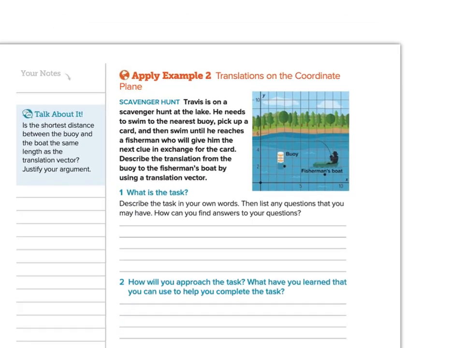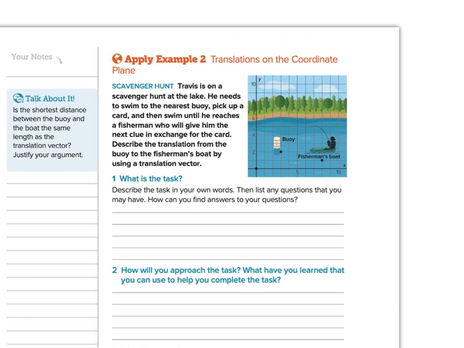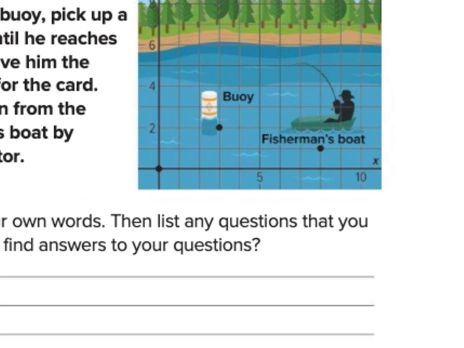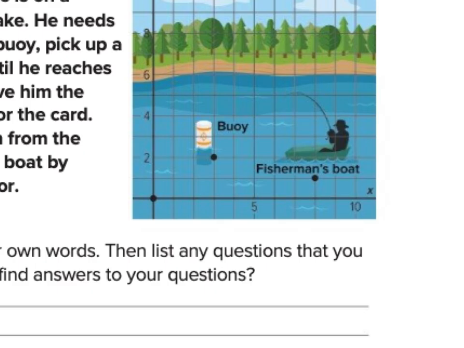And let's see here, looking at this word problem real quick. Travis is on a scavenger hunt at the lake and he needs to swim to the nearest buoy, pick up a card, and then swim until he reaches the fisherman, who will give him the next clue in exchange for the card. Describe the translation from the buoy to the fisherman's boat by using a translation vector. Okay, from the buoy, describe it. As we travel, we are going from the buoy to the fisherman's boat.